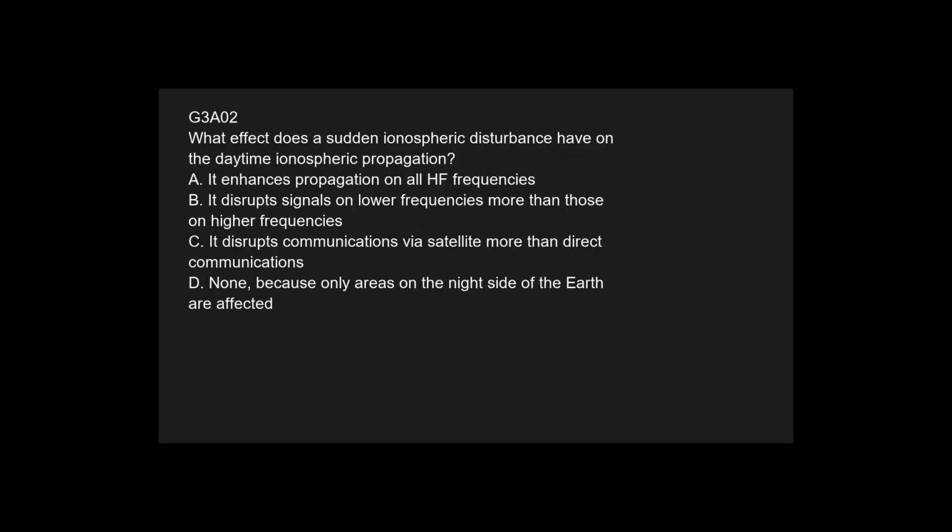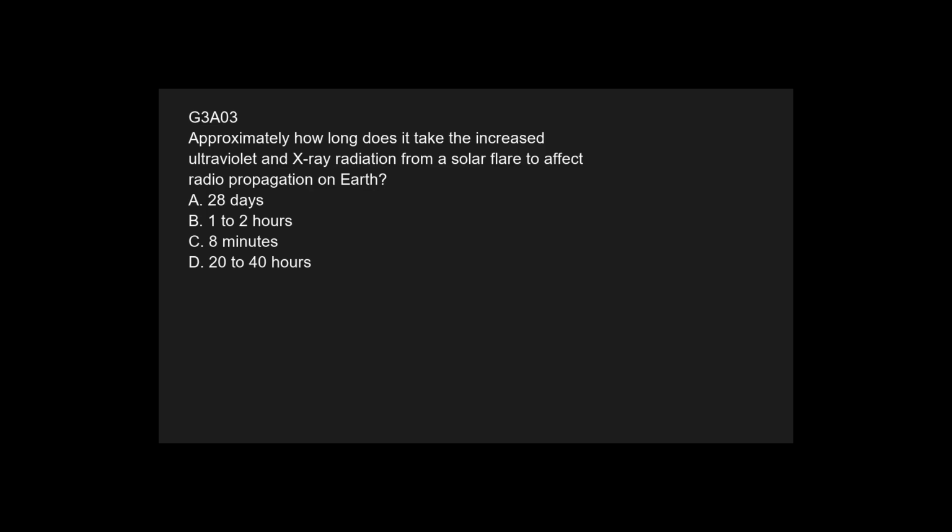Question: what effect does a sudden ionospheric disturbance have on the daytime ionospheric propagation? The correct answer is B. It disrupts signals on lower frequencies more than those on higher frequencies. Question: approximately how long does it take the increased ultraviolet and X-ray radiation from a solar flare to affect radio propagation on Earth? The correct answer is C.